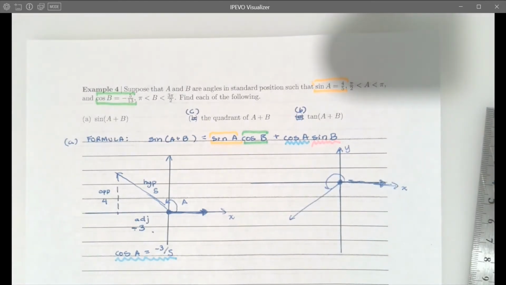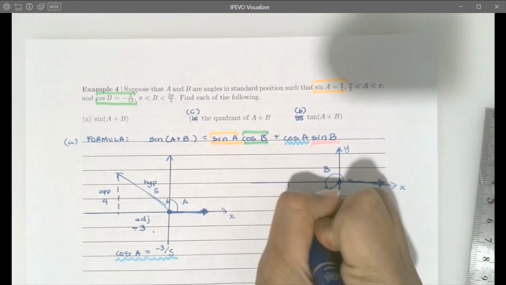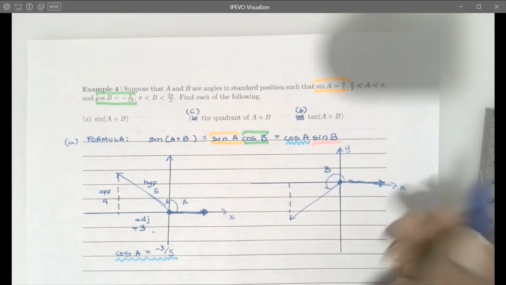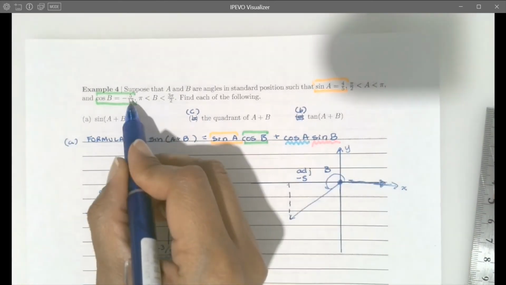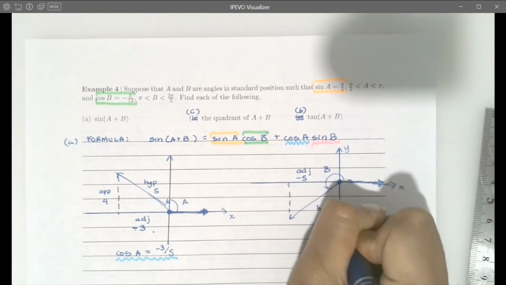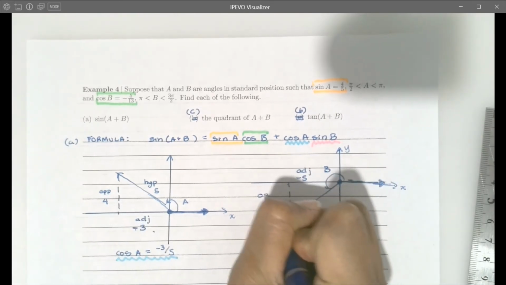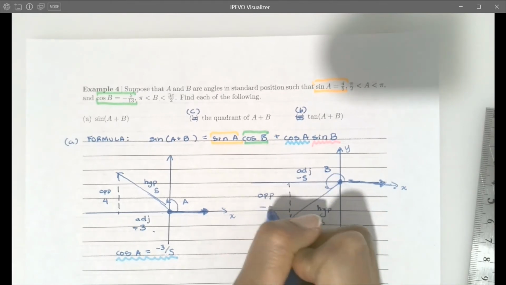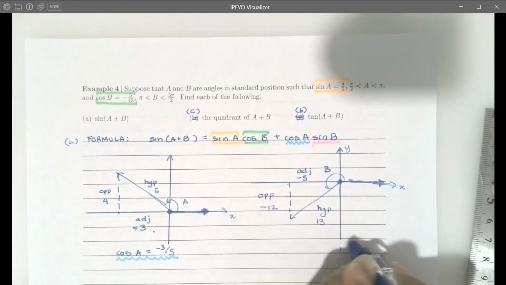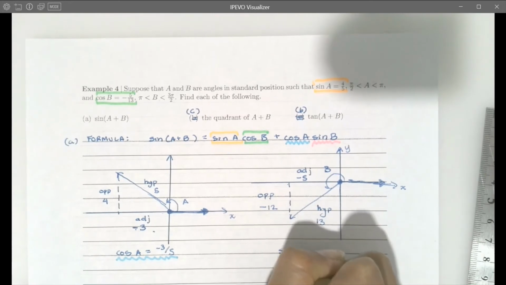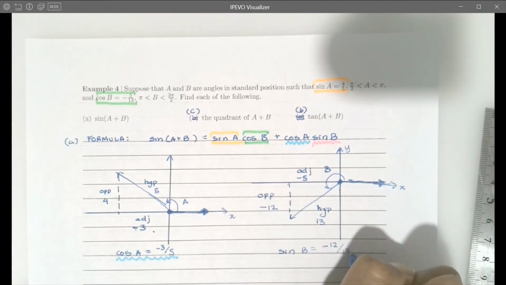Initial side on the positive x-axis, vertex at the origin, and now we're terminating somewhere in quadrant 3. Now what's given about this angle, which is B, is that cosine is negative 5 over 13. So cosine is adjacent over hypotenuse. That means the adjacent side has to be negative 5 because we're going in the negative x direction, and hypotenuse has to be 13. That means we're missing the opposite side. Again, if you apply a Pythagorean theorem and you solve for it, you should get that this is negative 12. And now we're ready to find sine of angle B. According to this diagram, sine of angle B is going to be opposite over hypotenuse, so that'll be a negative 12 over 13.